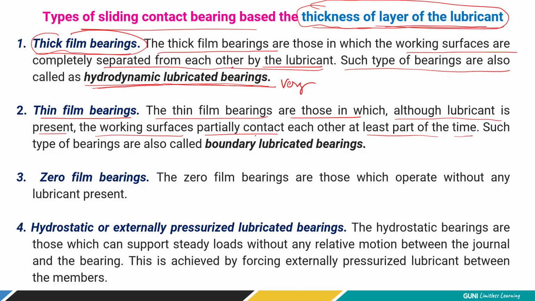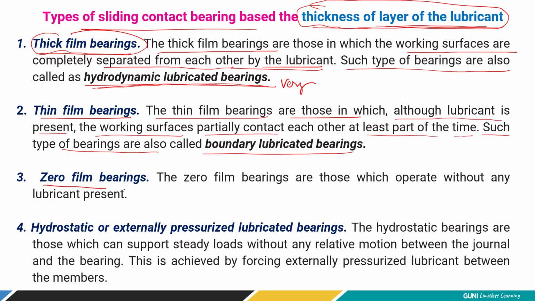But they are separated, or the working surfaces are only partially in contact with each other. It is not fully in contact, right? Such types of bearings are referred to as boundary lubricated bearings. Whenever there is a requirement, there is going to be a small lubricating layer. It does not completely cover the entire surfaces. Whenever contact occurs, the lubricating oil is available there, and that is referred to as boundary lubricated bearings.